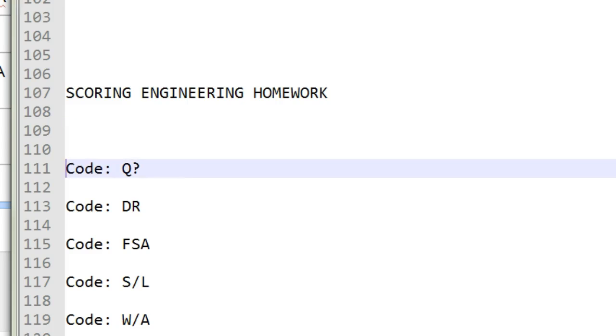The first one you may see is a Q with a question mark. This means you didn't write the question word for word. And I expect you to do that with every homework assignment. Every homework assignment should also include a drawing or a diagram. So if you see the code DR, that means you're missing a drawing or a diagram. So that's a problem.